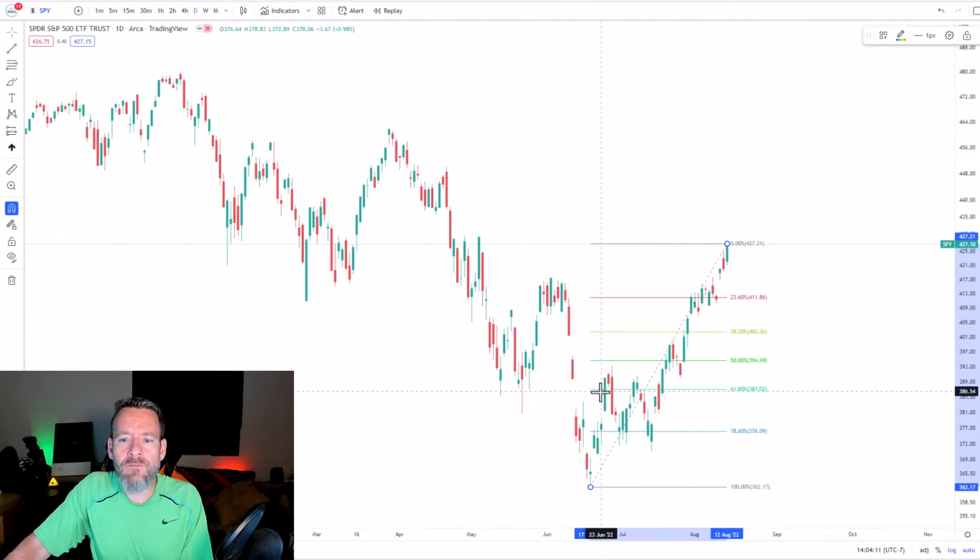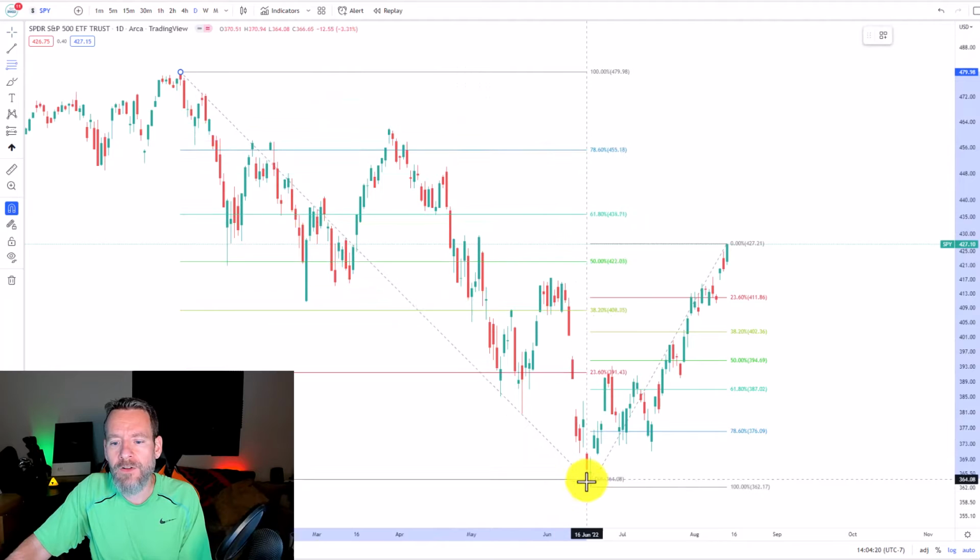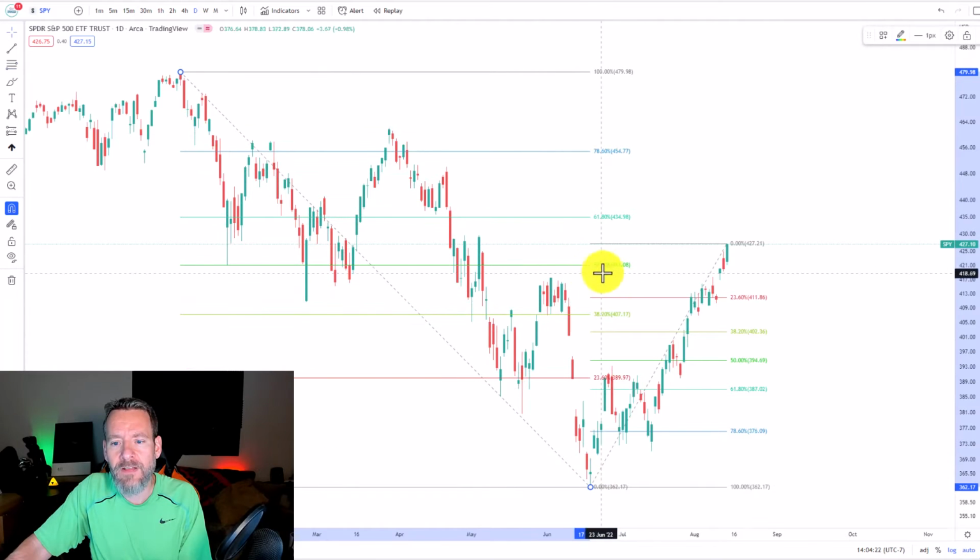You can also draw a Fibonacci retracement in reverse. This will show you where there might be resistance on the way up. So if we start at the high of SPY, hit Alt-F and draw to the bottom, you can see now we've got different levels of resistance.